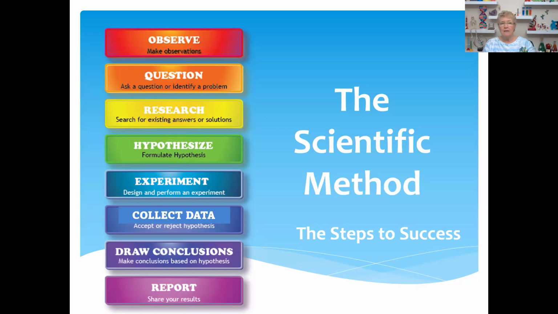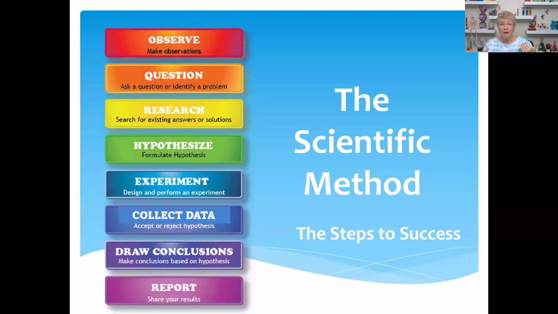You ask a question. Then you do some research to see if somebody else has already answered your question. Maybe somebody else already knows. Then you make a hypothesis. We're going to talk in detail about hypothesis in a second. Basically, a hypothesis is an educated prediction about what you think will happen if you do something. If you do that something that we call the experiment.